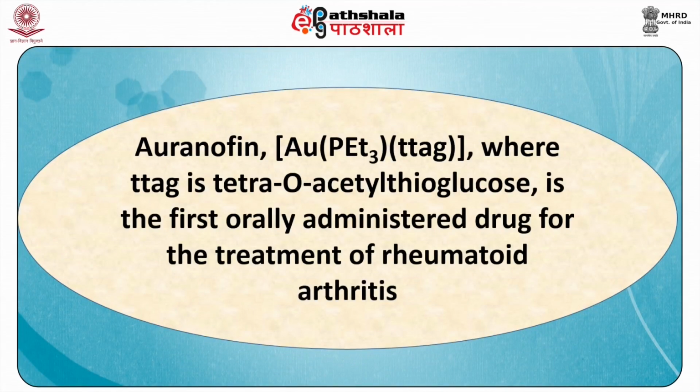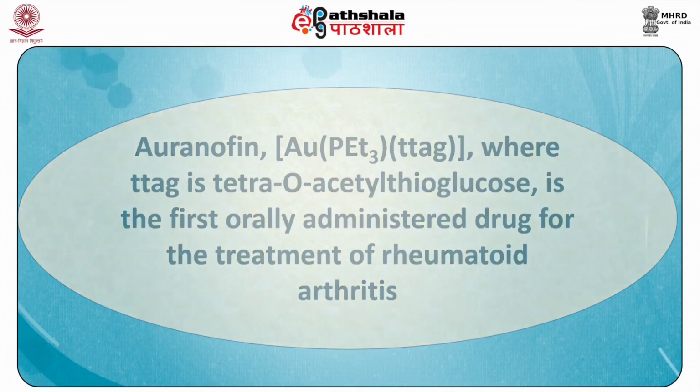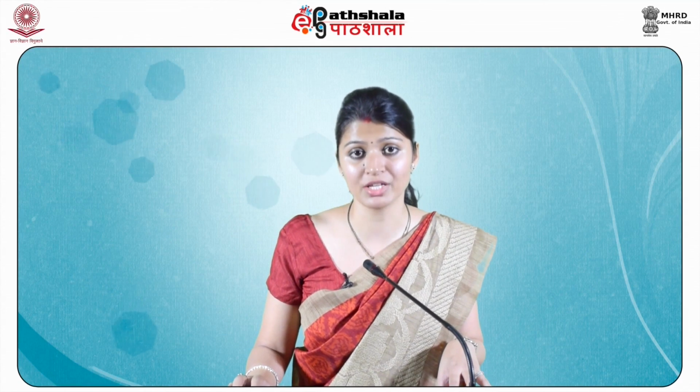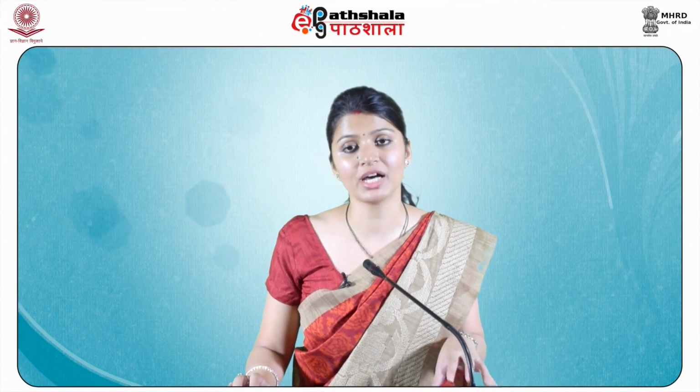Auranofin, where TTAG is tetra-O-acetyl-thioglucose, is the first orally administered drug for the treatment of rheumatoid arthritis. It is an important member of the class of anti-arthritic gold agents, the others of which are injected.